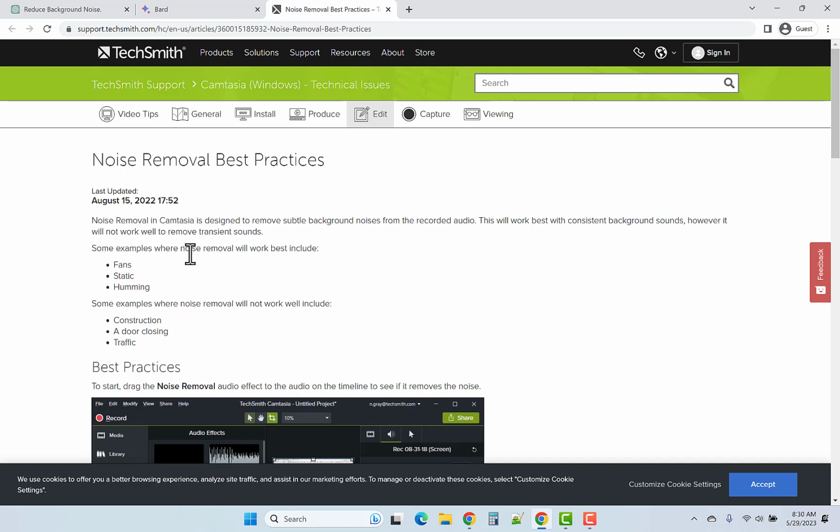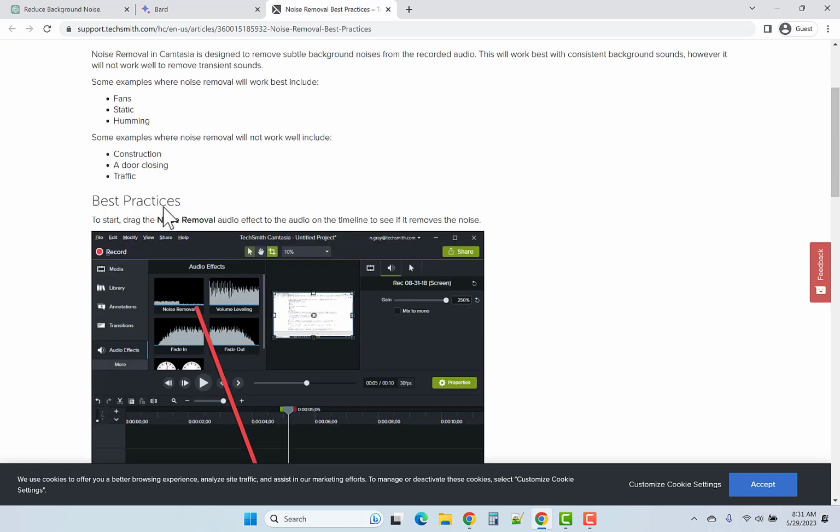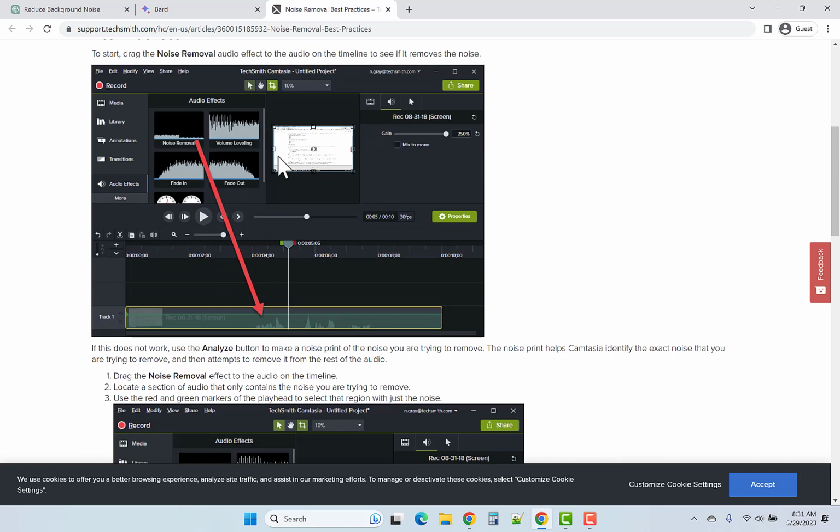interesting because what TechSmith actually calls it, what Camtasia calls it, is noise removal. So I went off on a little bit of a wild goose chase looking for something called noise gate, which there isn't anything in Camtasia called noise gate, but there is an audio effect called noise removal.